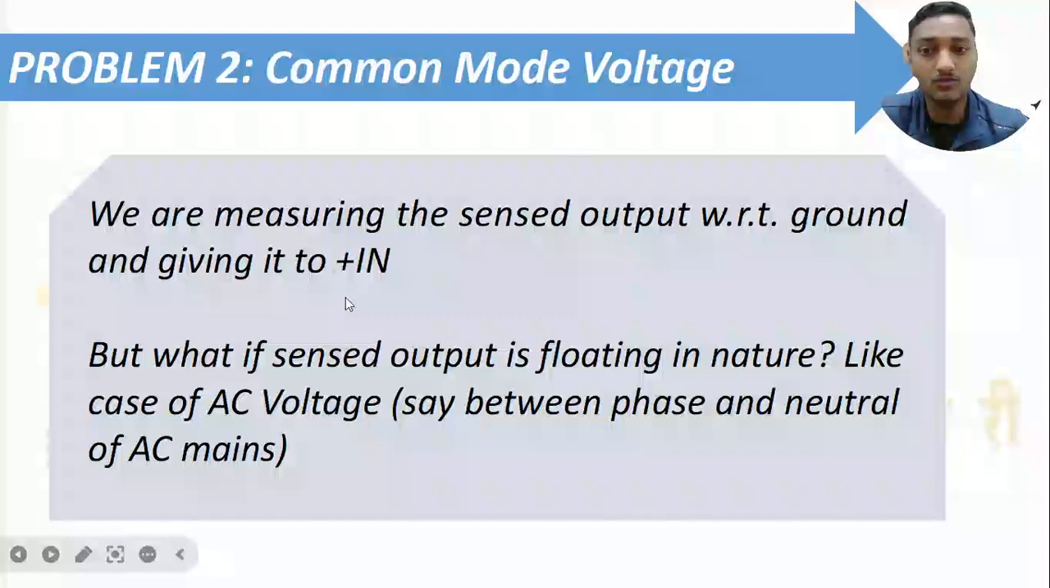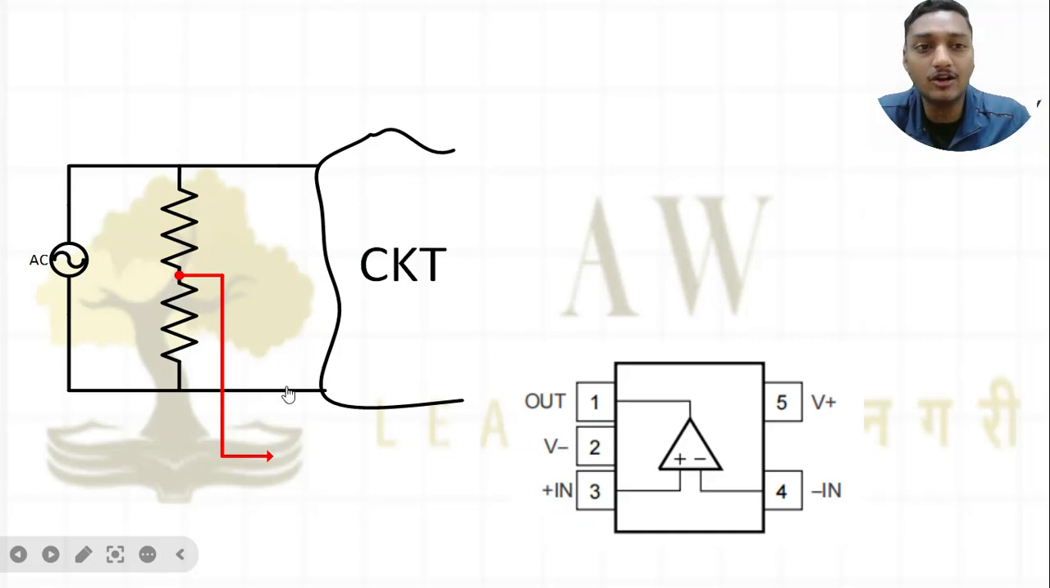But what if the sensed output is floating in nature? By floating I mean, like the case of the AC voltage, say between the phase and neutral of the AC mains. If my output is between the phase and neutral of the AC mains, in this kind of arrangement, this is my phase, this is my neutral, this is the AC. Can I directly add two resistors, 500k and 10k, to divide the voltage? The division will work perfectly fine, and then I directly tap the wire and connect to my plus IN. Is it so? No. Why? Because in the case of DC, the bottom leg is a fixed value, a 0 volt, which is my ground.